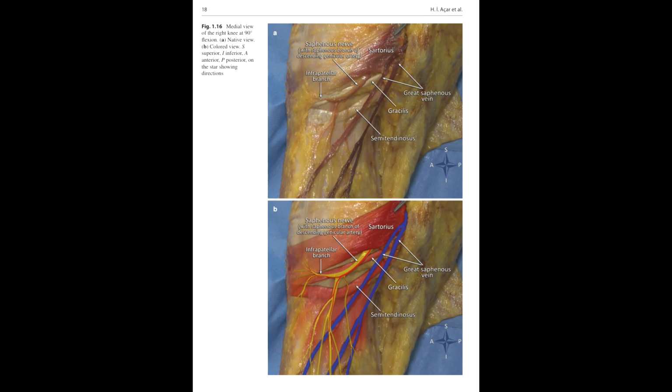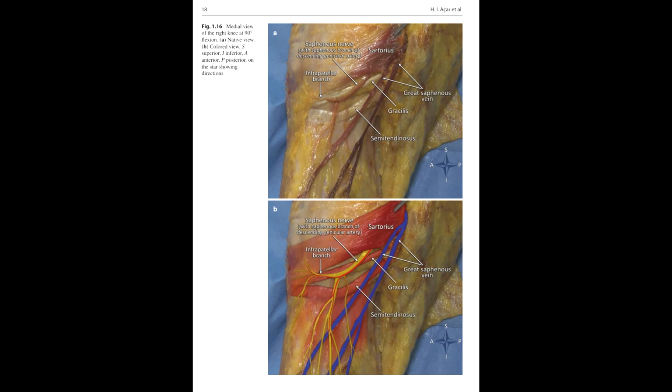Here in figure 1.16, we are once again on the medial side of the knee, but this time the specimen is positioned at 90 degrees of flexion. This flexed position allows the soft tissues to spread slightly, making the neurovascular relationships easier to appreciate. At the top of the field, you'll see the long, strap-like sartorius muscle crossing obliquely.